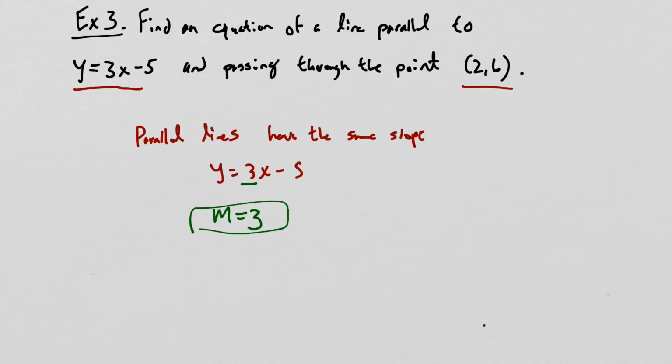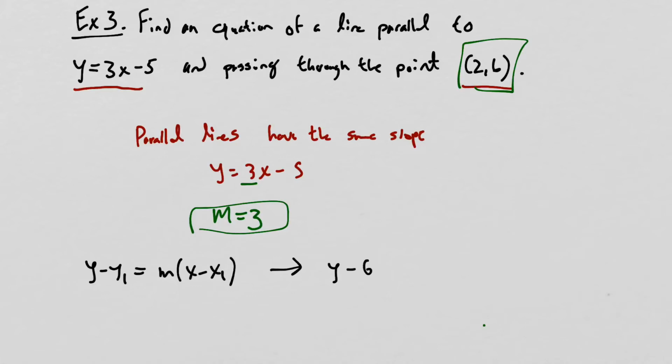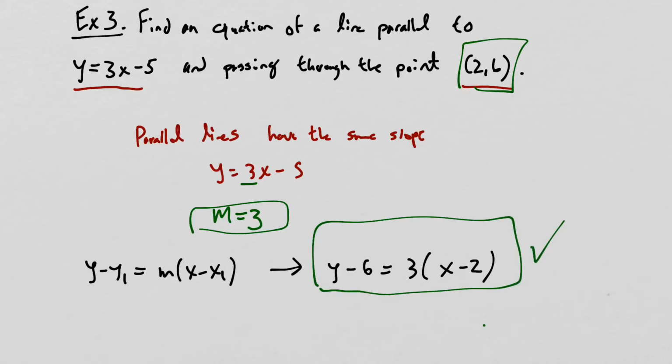We have the slope, and we're also given a point on the line, so we can just go ahead and plug this into point-slope form. Point-slope form is again given by y minus y1 is equal to m times x minus x1. Plugging in what we have, we'll get y minus 6 is equal to 3 times x minus 2. We found an equation for a line, so this is as much as we need to do.